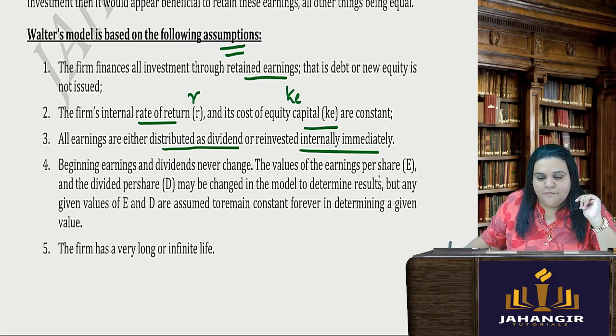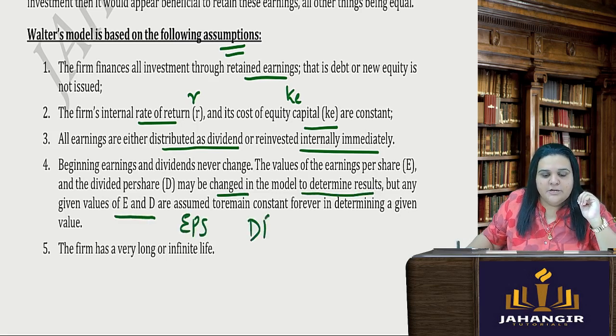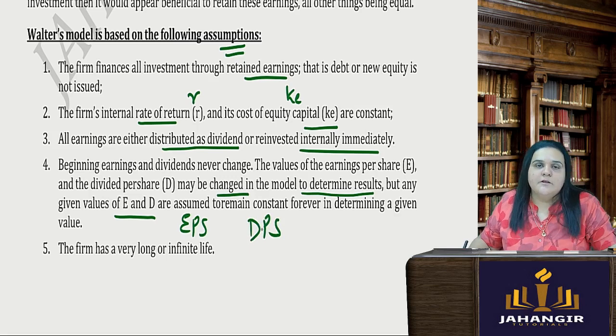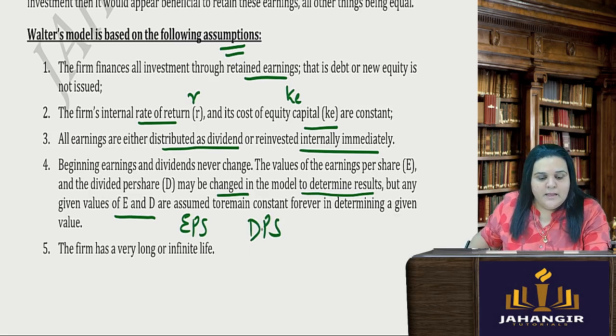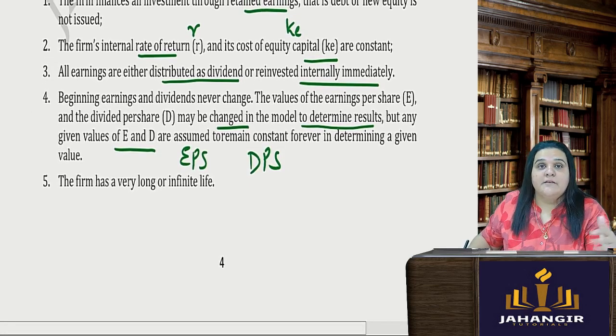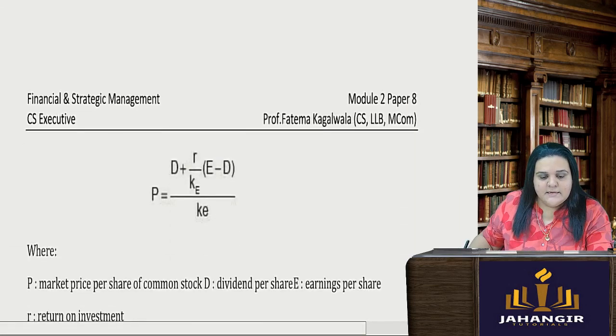The value of earning per share and dividend per share may be changed in the model to determine the results, but the given values of earning per share and dividend per share, we assume that they will remain constant forever, and the firm has a very long or infinite life. These are his assumptions.